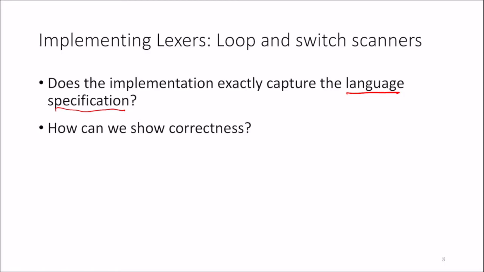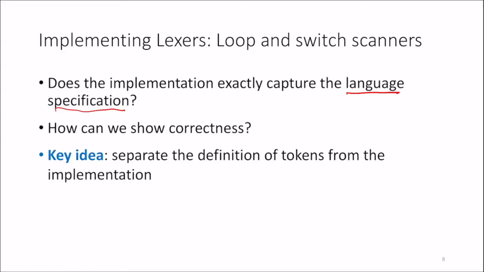And the way that a language specification usually tells us that is by describing them in some notation or in language, like using the English language to say, here's what an identifier looks like in this language. So we want to make sure that our implementation exactly captures that specification. And the second thing we would like from a lexical analyzer, and in fact every component of our compiler, is to show correctness. We want to be able to prove that our implementation is correct and matches the language specification. So the key idea is to separate the definition of the tokens from the implementation.